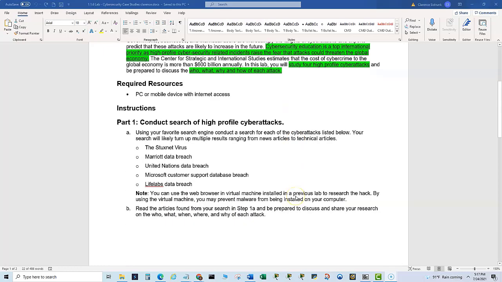Okay, let's move on. So we had a couple of international events. We had various virus attacks. Using your favorite search engine, we want you to go in there and look at these particular attacks. We want you to do research on these particular attacks just to see what happened. And after you read the information on each one of these attacks, we want you to actually pick one and then write some information up.